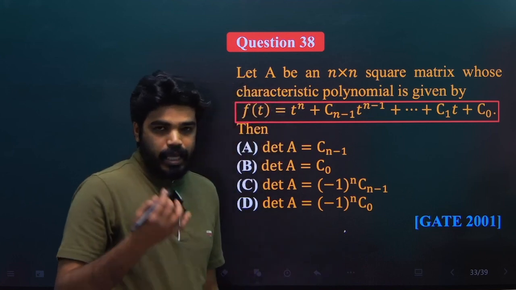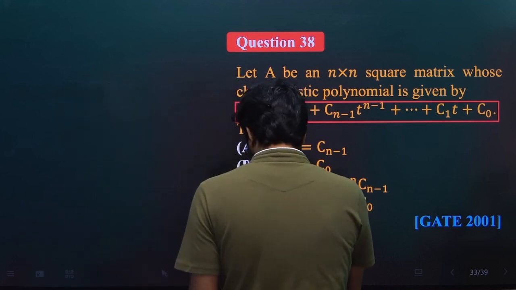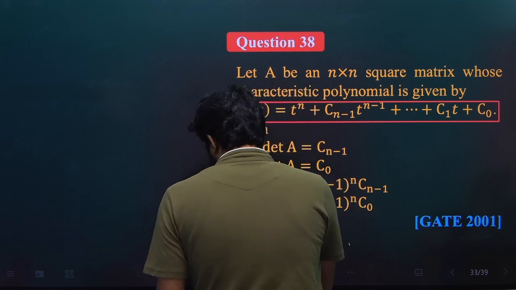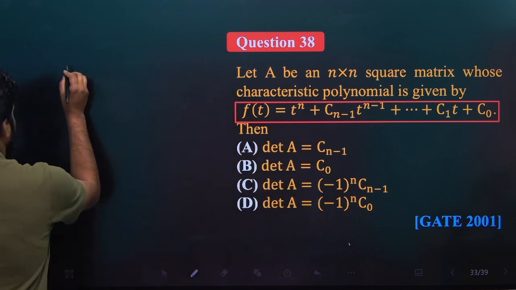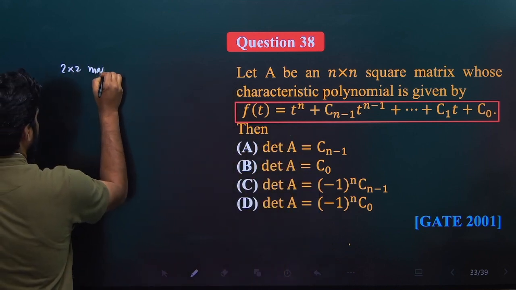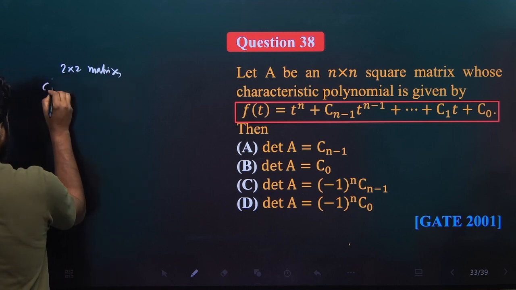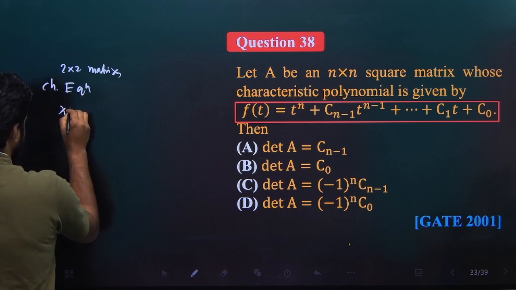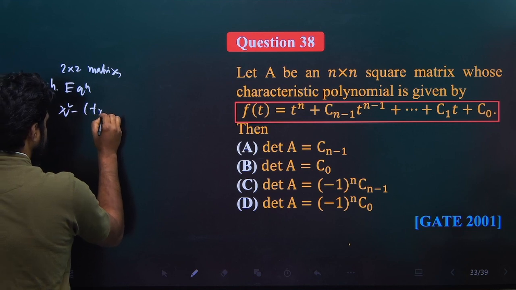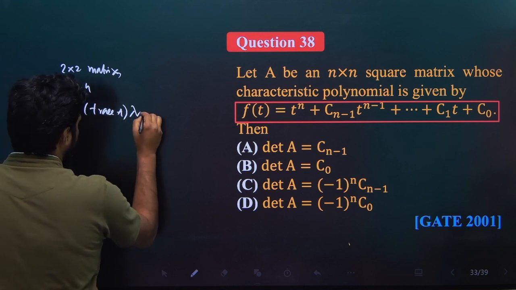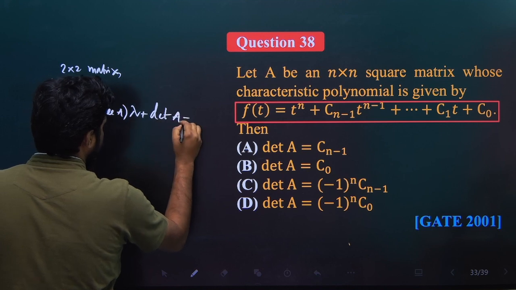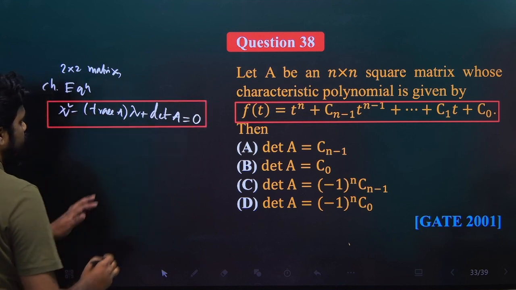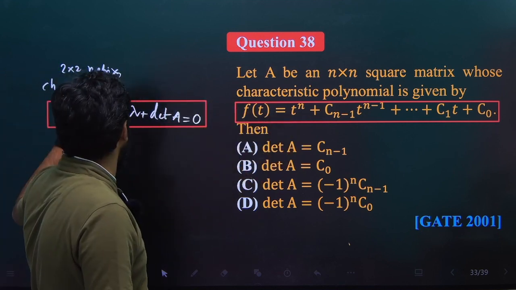If A is an n cross n matrix, just suppose a 2 cross 2 matrix, the characteristic equation for a 2 cross 2 matrix is lambda square minus trace A into lambda plus determinant A is equal to 0. This is for a 2 cross 2 matrix.